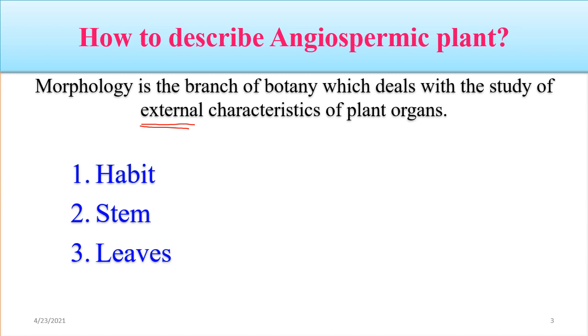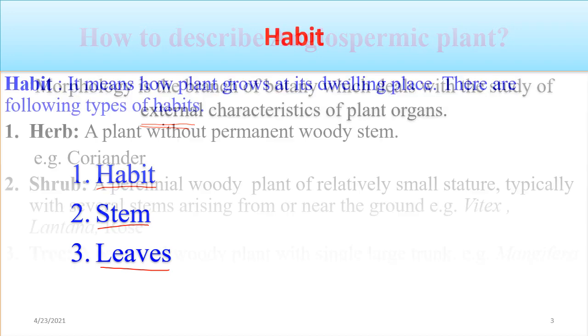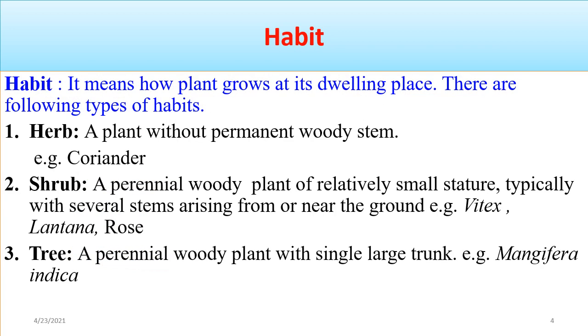Now in this video we will be focusing on habit, stem and leaves. So let us start with the presentation. Habit. Habit means how a plant grows at its dwelling place, how it is growing. So there are different types of habits. It may be herb. So what is herb? A plant without permanent woody stem. Such type of plant is called a herb.